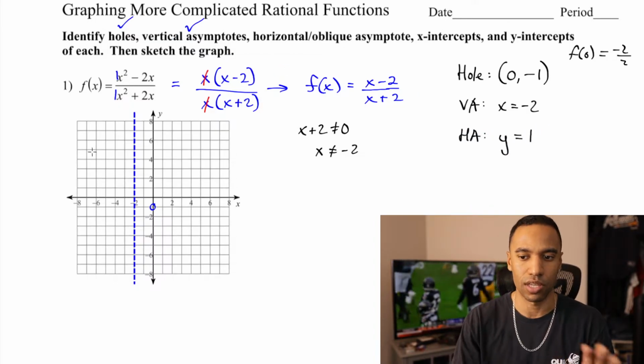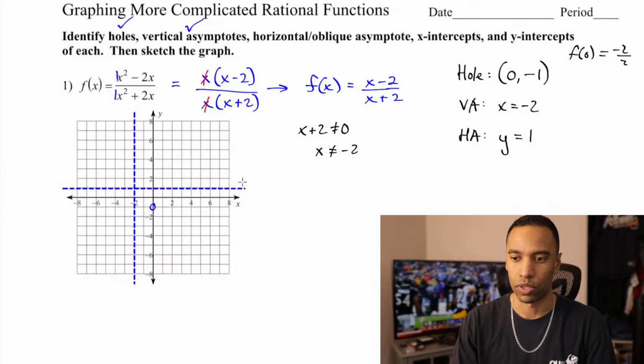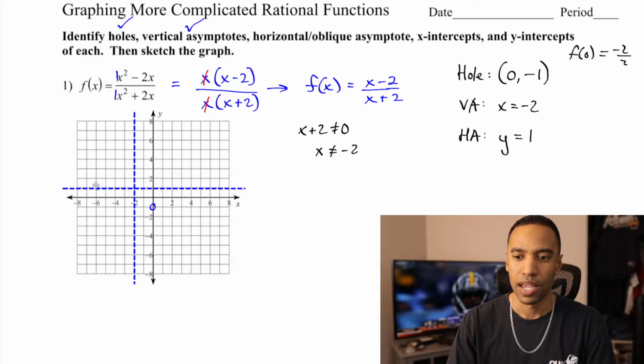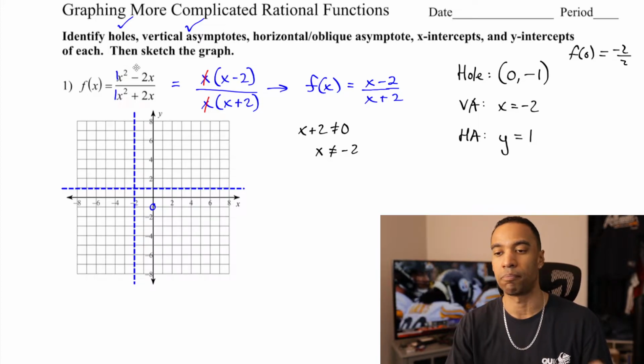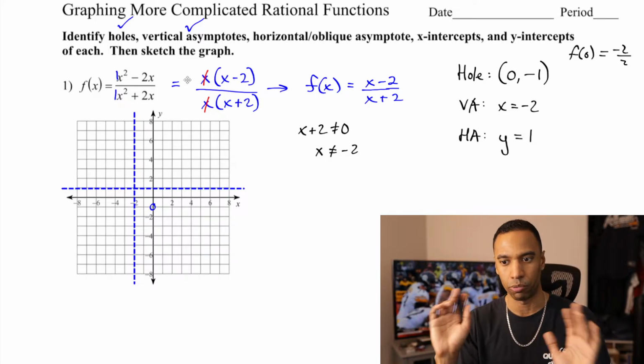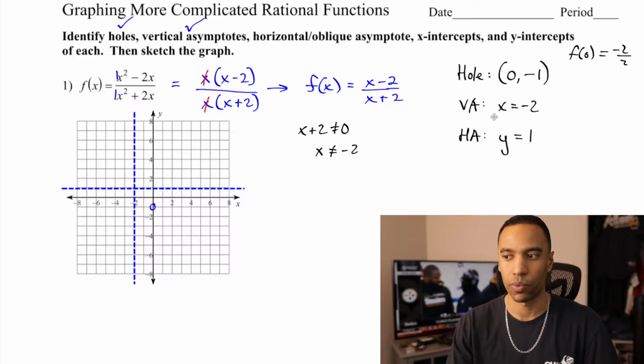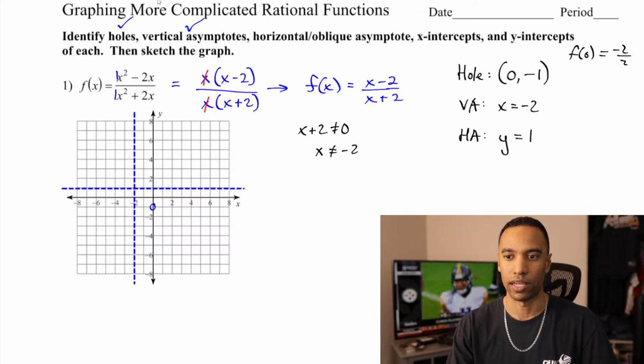And I imagine this isn't the only time you're going to see one with matching degrees on top and bottom. And then we'll see what happens when we have a smaller degree on top and a larger degree on the bottom, whether it's a horizontal, oblique, and where it goes. But that's what we're looking at. That's why it's at y equals 1.